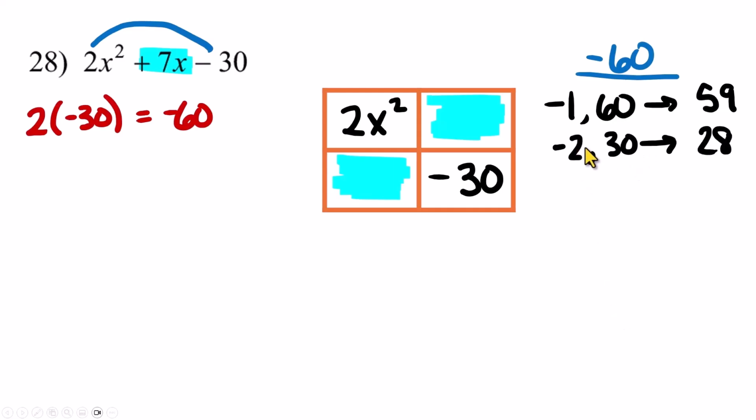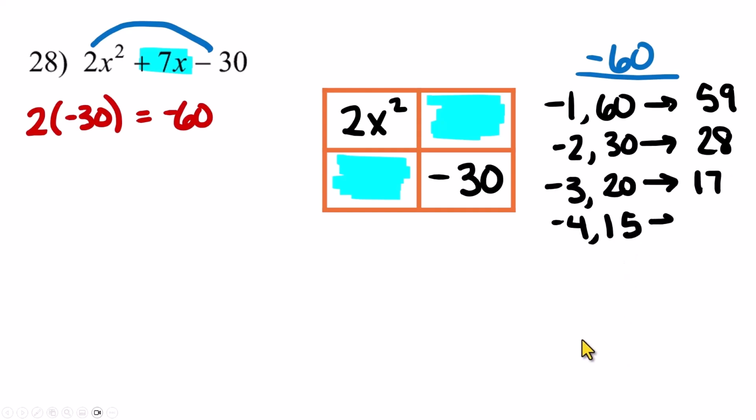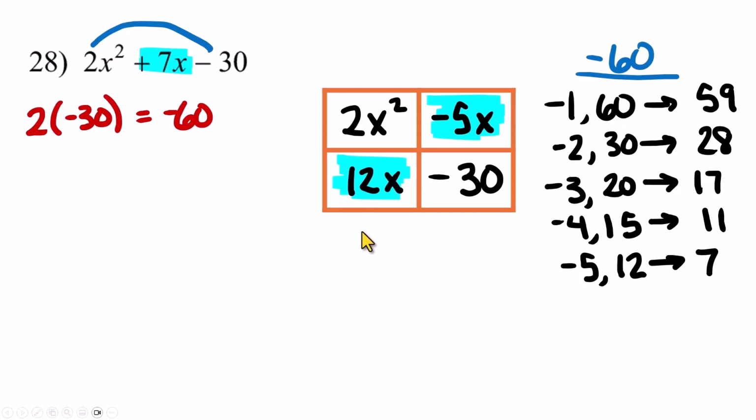2 and 30 make a negative 60, but when you combine them, you get a 28. Negative 4 and 15, that gets 11. We are getting close. Negative 5 and 12, there it is. So I'm going to put a minus 5x here and a 12x here. And these can be flipped. It doesn't matter. It'll work.